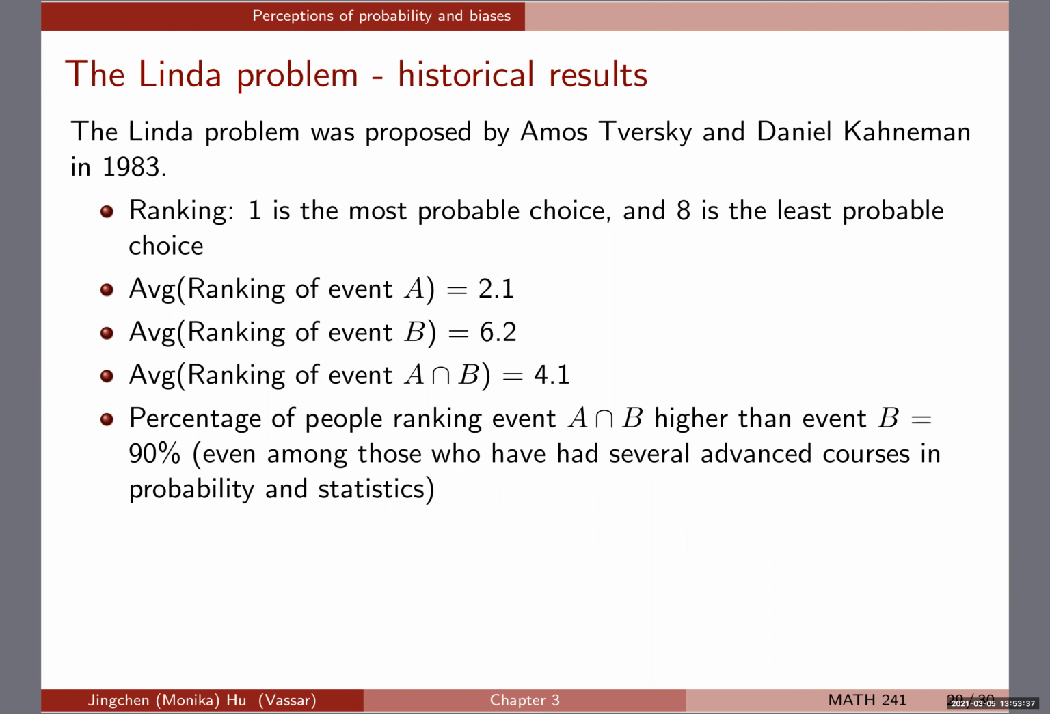So we're looking at this one should not be smaller than any of this, but clearly many people think that event A is more likely than event A and B. And when we're looking at that percentage, it's as high as 90%. And in fact, those were even among those who had several advanced courses in probability and statistics.